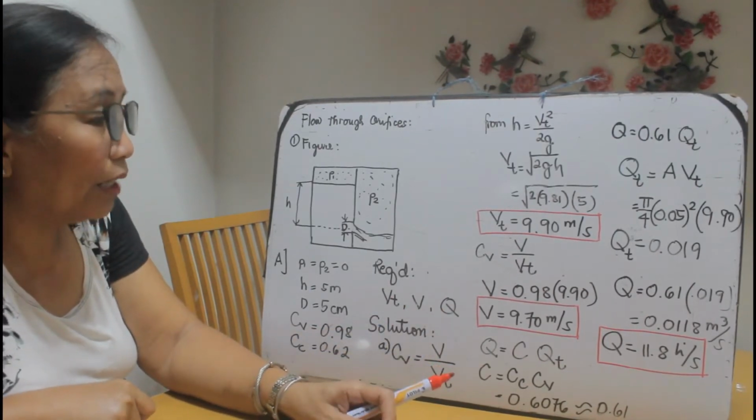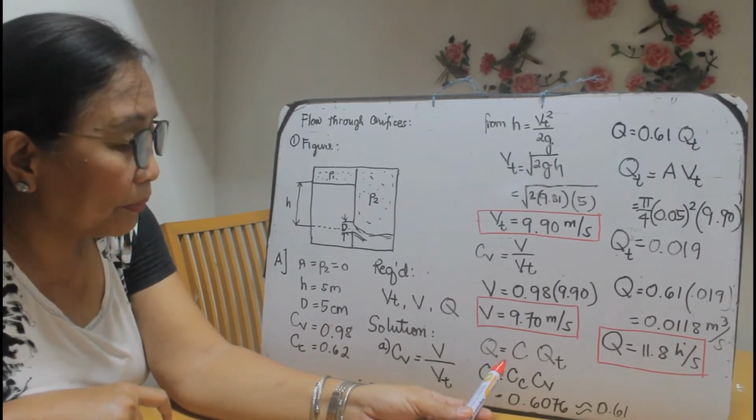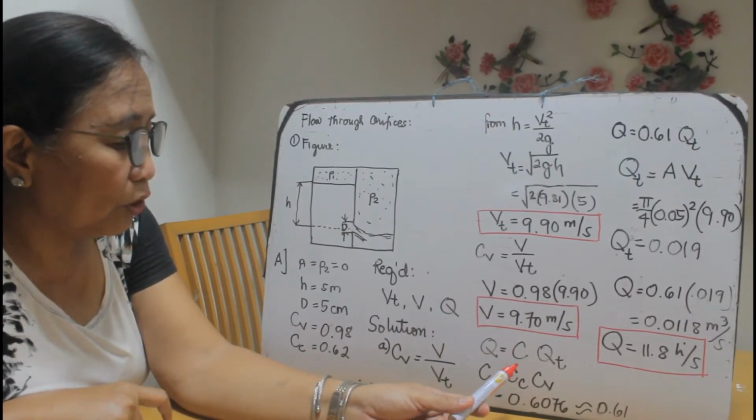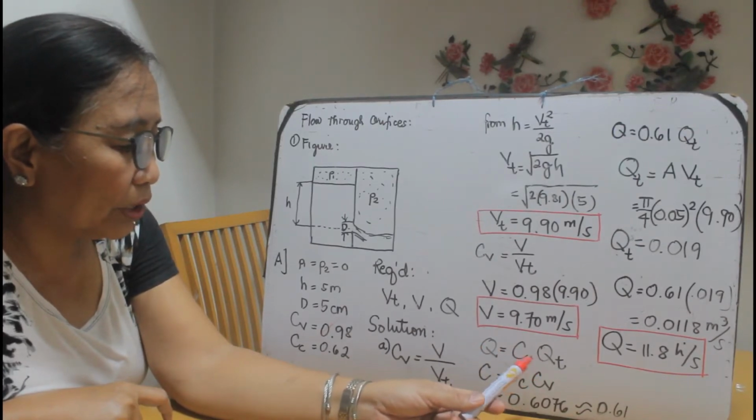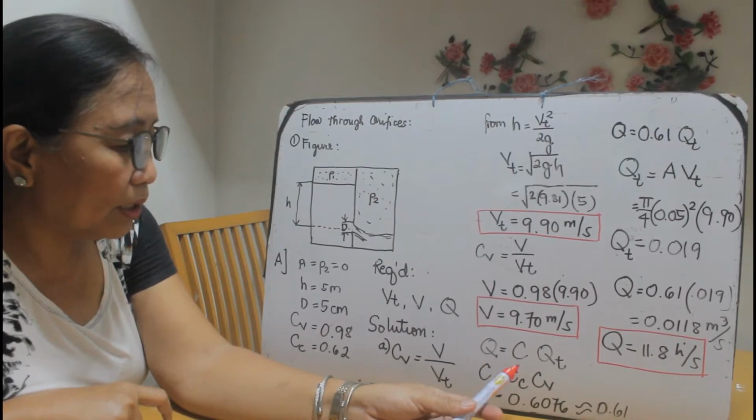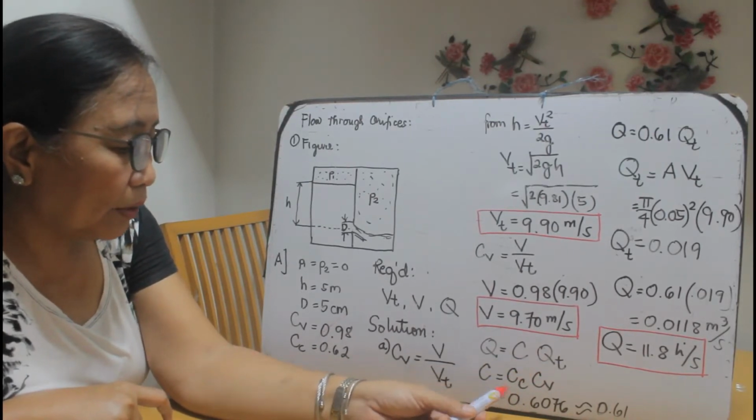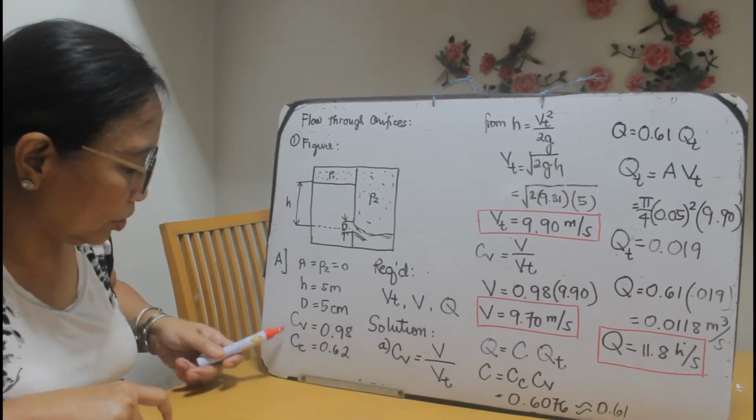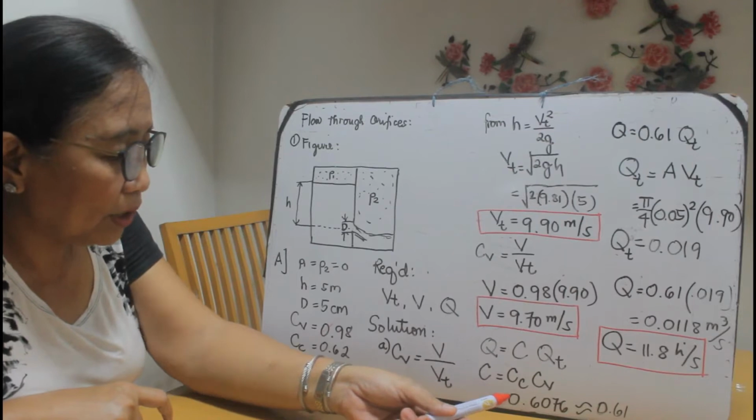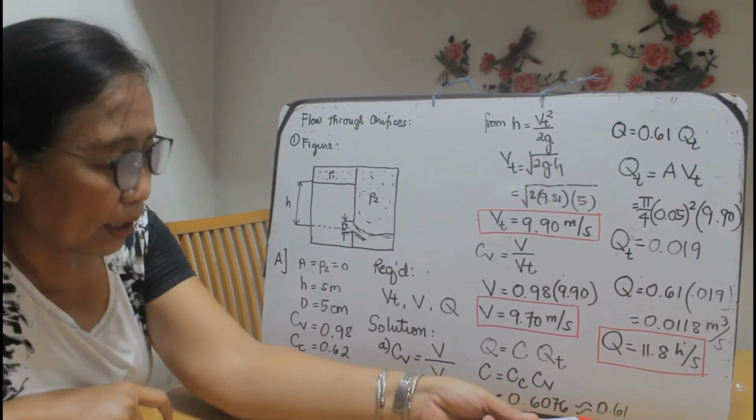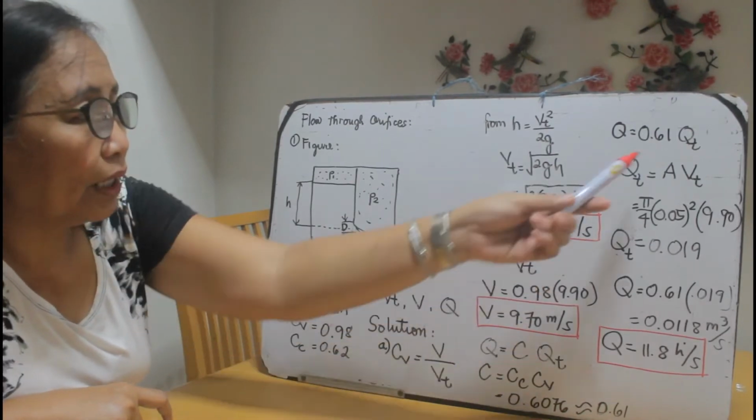We solve for the actual discharge. Now, the actual discharge, from the definition of C, which is the ratio between the actual and the theoretical discharge, is C times Q sub T. Now, C can be computed because C sub C and C sub V are both given, so the coefficient of discharge is 0.61. Now, from here, 0.61 times Q sub T.